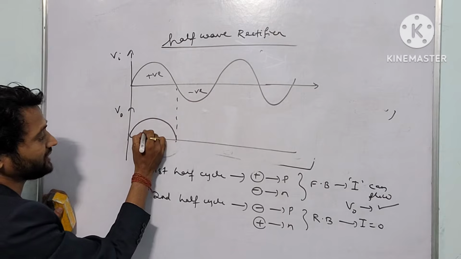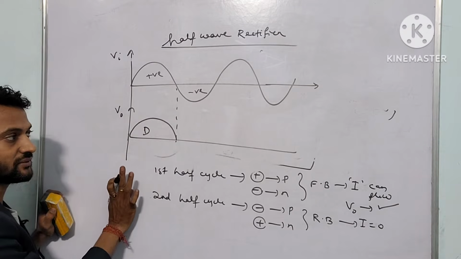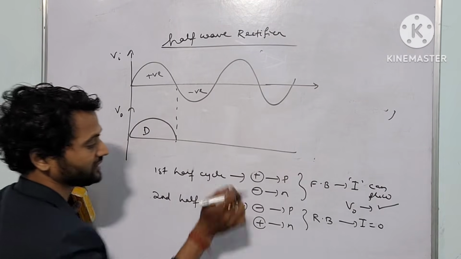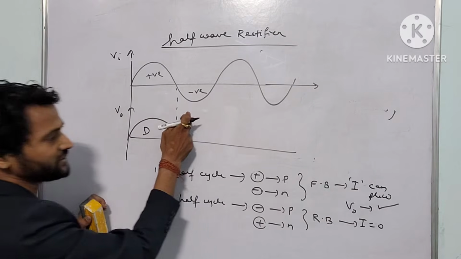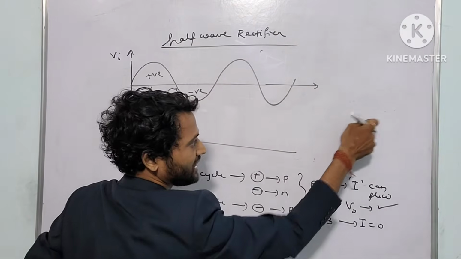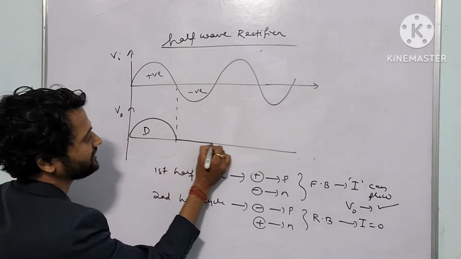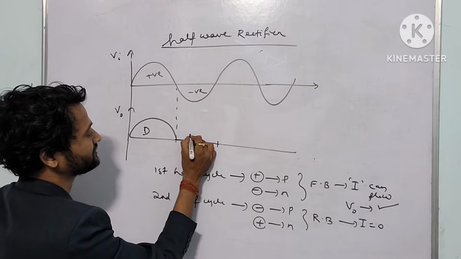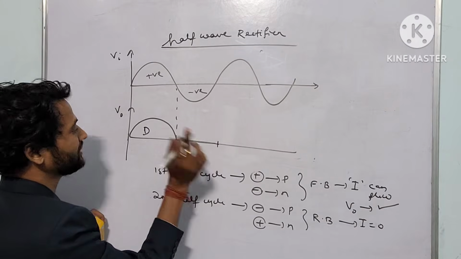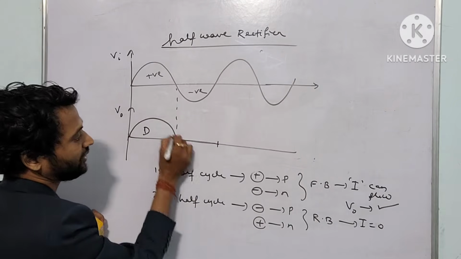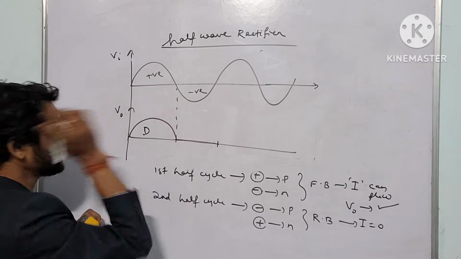But during the negative half cycle, the diode will be reverse bias. Current will be zero, so current through the output load resistance will be zero. Then voltage will be zero. So here voltage will be how much? Zero. So the diode will not conduct over here in the negative half cycle.